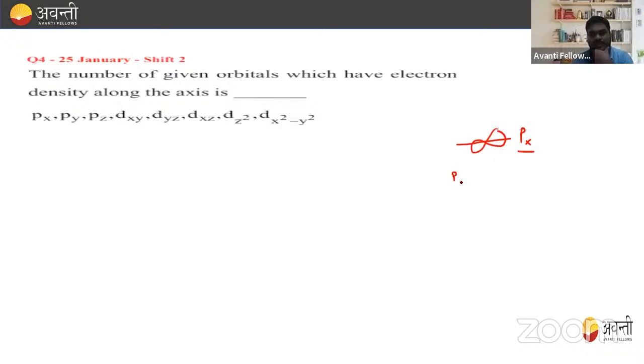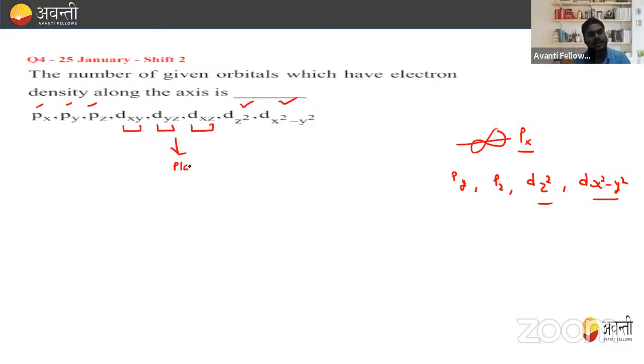px is done, similarly py, pz, and dz square, and dx square minus y square. These five orbitals, that is px, py, pz, dz square and dx square minus y square. These dxy, dyz and dzx, they lie on the plane. Okay. They lie between the xy plane or yz plane or xz plane. So px, py, pz, dz square, dx square minus y square are the axial orbitals.